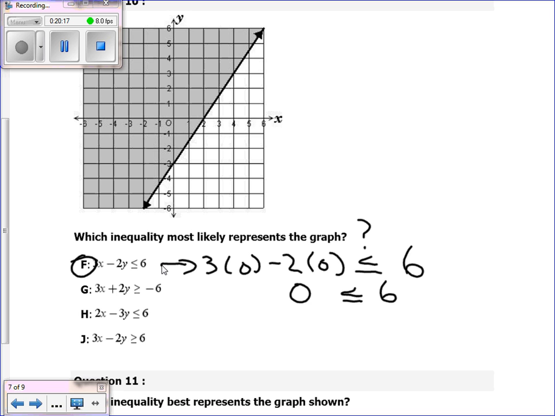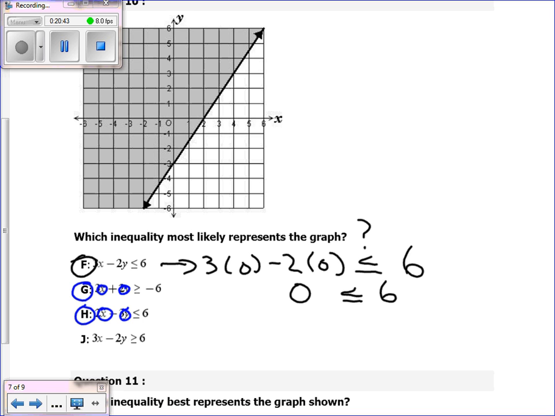Let's try this. If I plug in 0 here, this will become 0, this will become 0. Now, is 0 greater than negative 6? Wow, it is. Let's go ahead and plug. I plugged it in here. Yeah, 0 is less than y. The answer could be H.